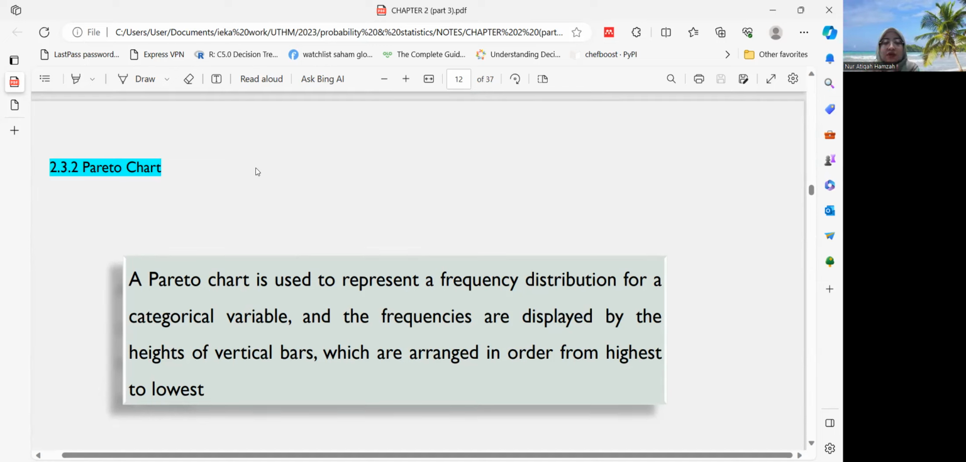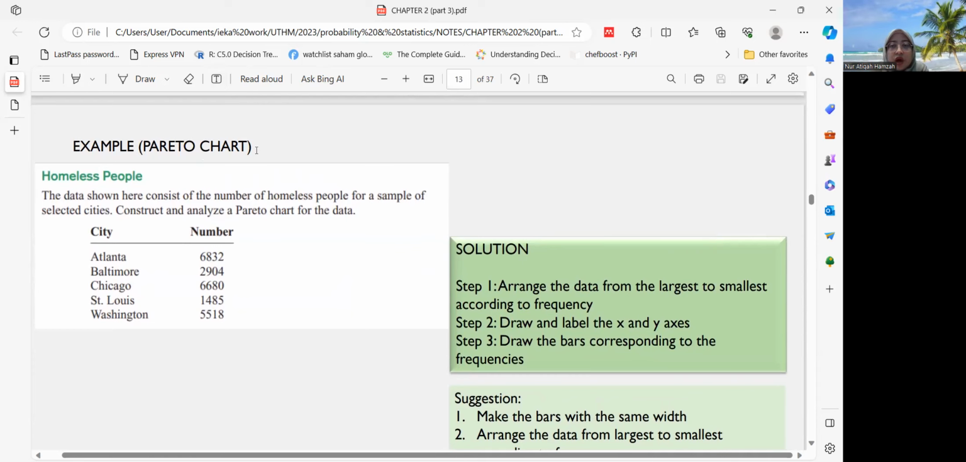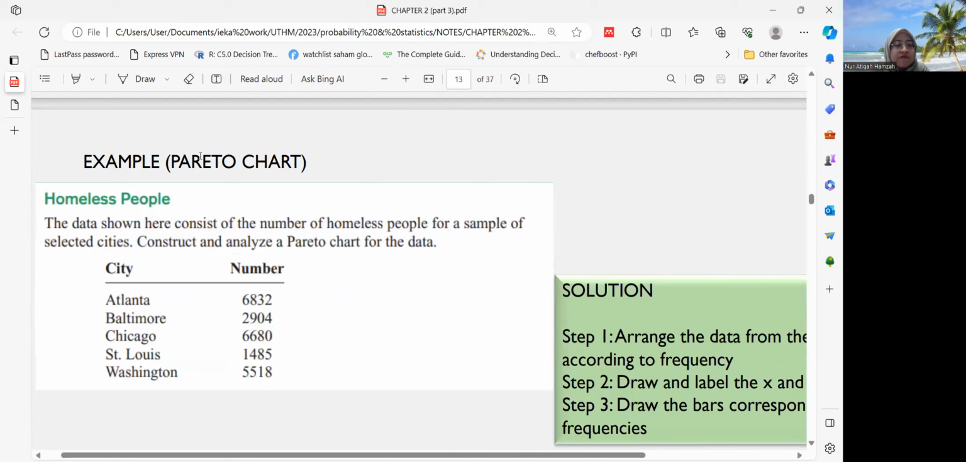Okay, so Pareto chart ni kita gunakan untuk categorical variable, and then kita kena susun dulu dia punya frekuensi from the highest to lowest. So okay, let's see the example of how to build a Pareto chart. We have data for homeless people. The data shown here consists of the number of homeless people for a number of selected cities. So selected cities ni kita boleh kategorikan dia sebagai categorical variable lah. Okay, construct and analyze a Pareto chart for the data. So number ni adalah frekuensi dia. So city adalah a categorical variable yang kita ada.